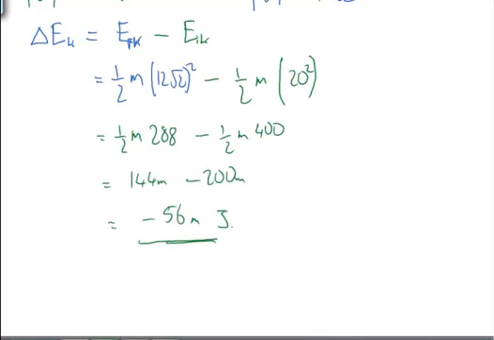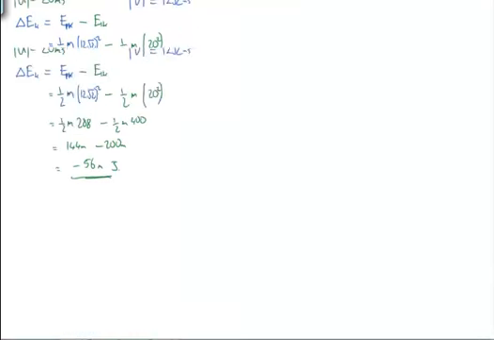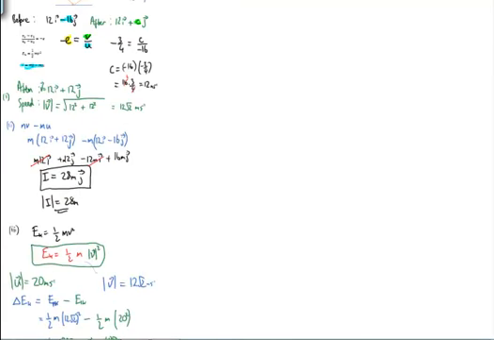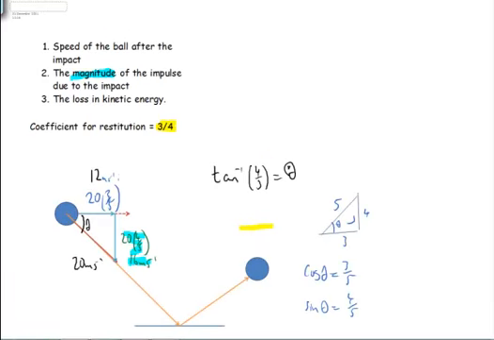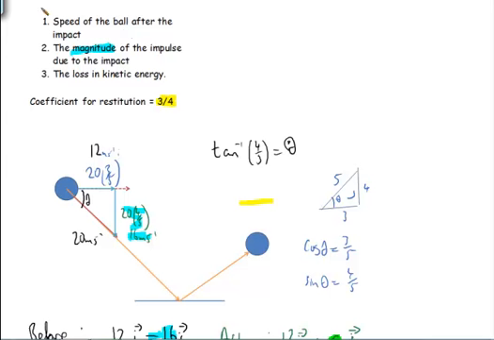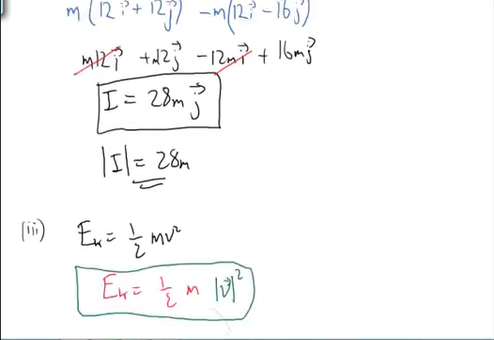So I'll just zoom out of this so we can look at the whole problem in its entirety. And we see that what we've worked out was, the first part of this problem was rotating the system. We found the speed of the ball after the impact, we found the magnitude of the impulse due to the impact, and we found the loss in kinetic energy. So that's the full question out.